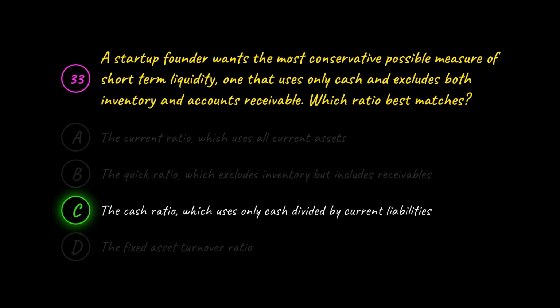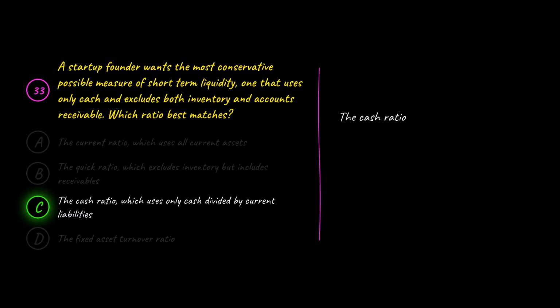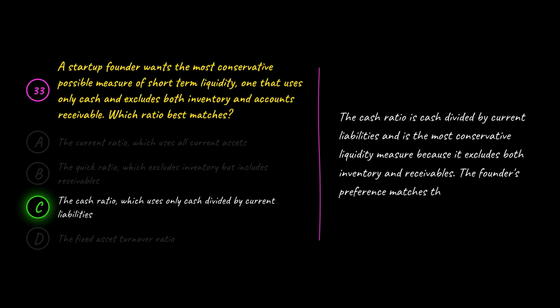The correct answer is C. The cash ratio, which uses only cash divided by current liabilities. C is correct because the cash ratio is cash divided by current liabilities and is the most conservative liquidity measure because it excludes both inventory and receivables. The founder's preference matches this ratio.